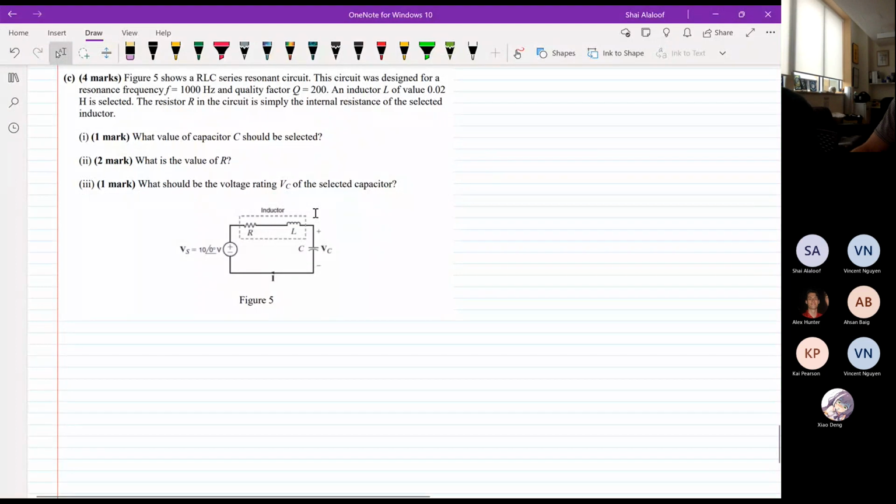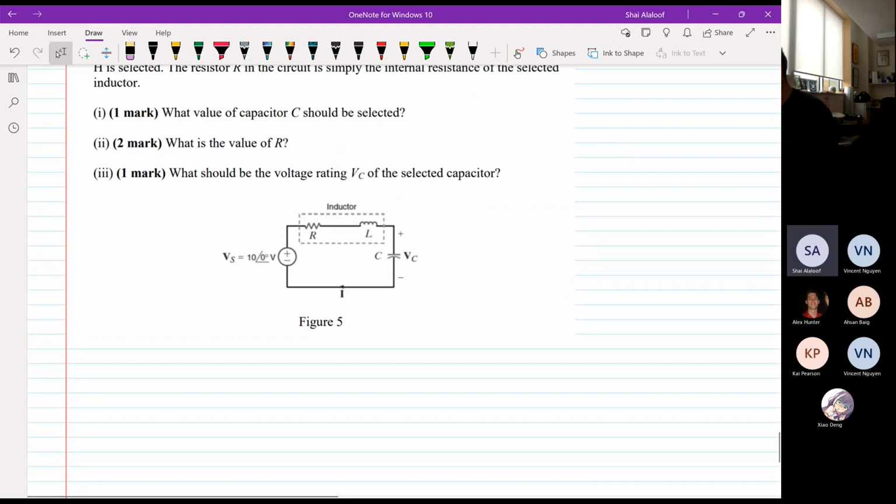So Figure 5 shows an RLC resonance circuit. The circuit is designed for a resonance frequency of 1000 Hz and a quality factor of 200. An inductor L of value 0.02 Henry is selected. The resistor R in the circuit is simply the internal resistance of the selected inductor. What value of the capacitor C should be selected?